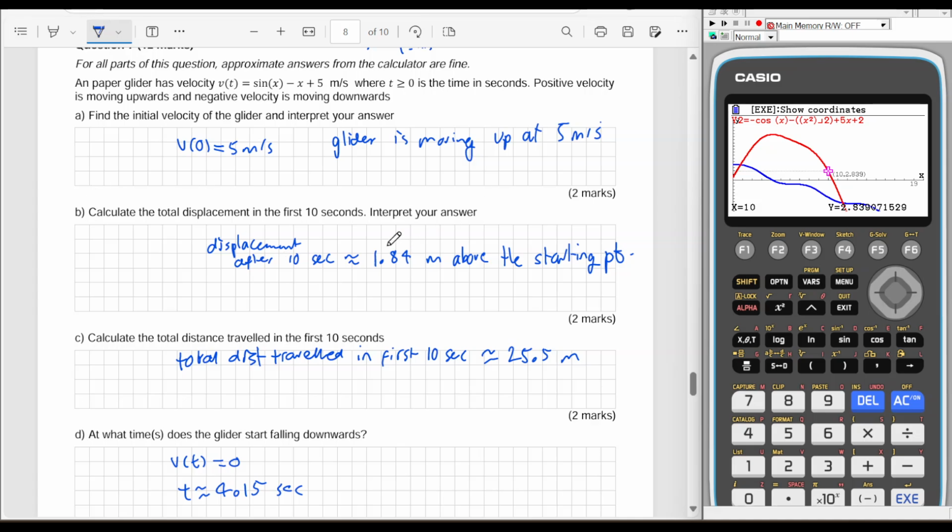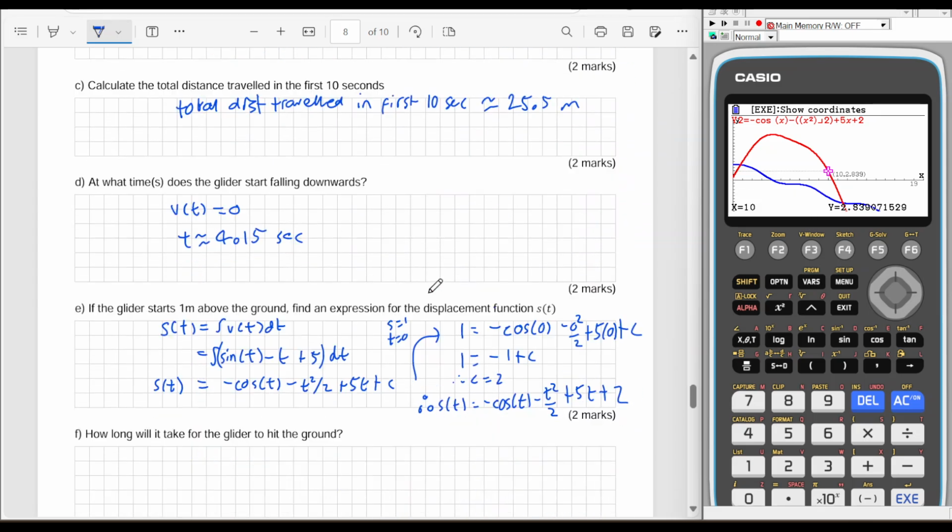So hopefully that makes sense. When we did part B, the displacement was 1.84 meters above the starting point. And if it starts already 1 meter above the ground, then it should be 2.8 meters above the ground because it's 1.8 meters above where it started. I'm hoping that makes sense.